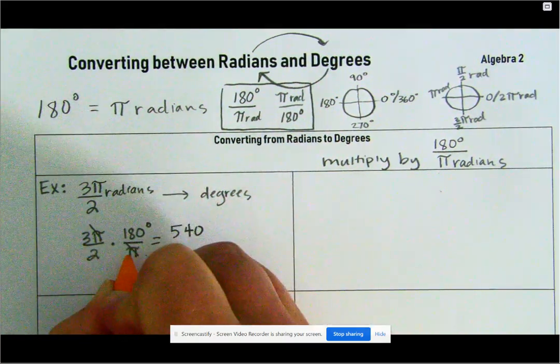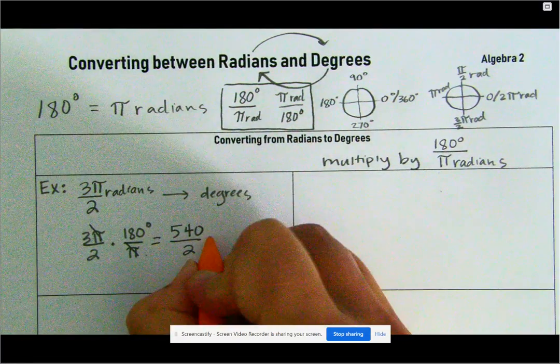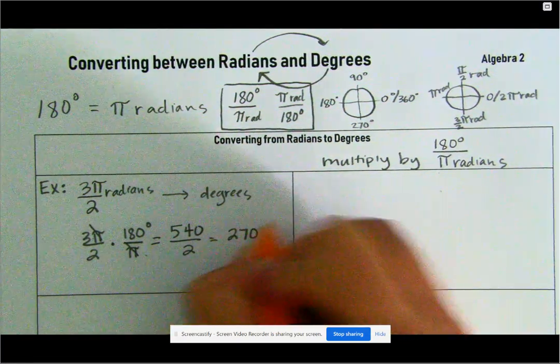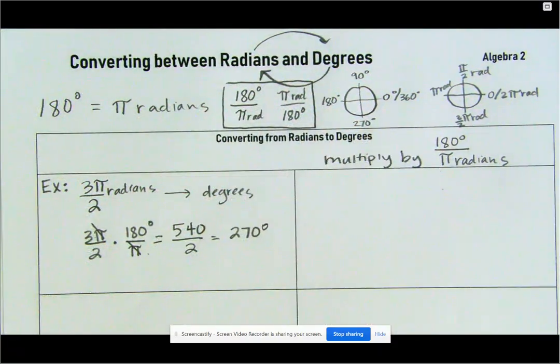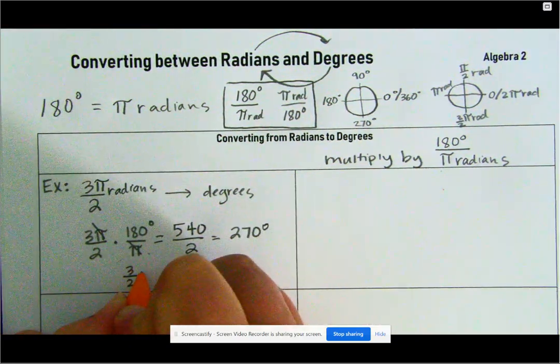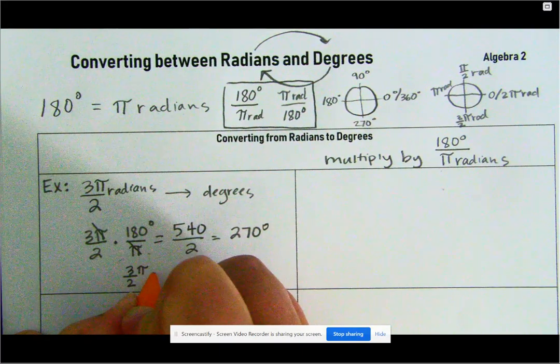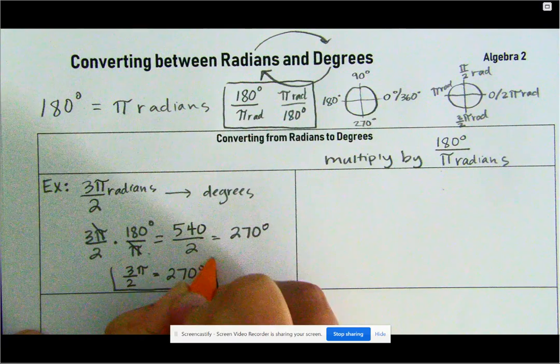And 2 times 1 is just 2. We divide that out. We are going to get 270. And we don't want pi. Pi is canceled out. We just want degrees, 270 degrees. So I would write it at the end. This helps my brain. 3 pi over 2 radians is equal to 270 degrees. That was the conversion we did.